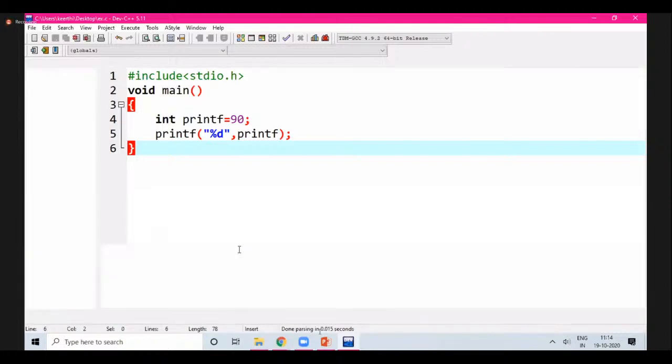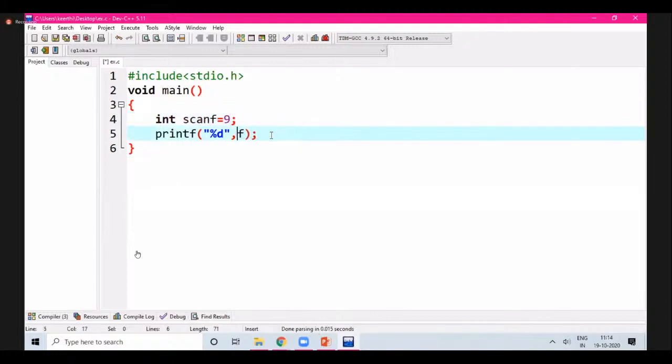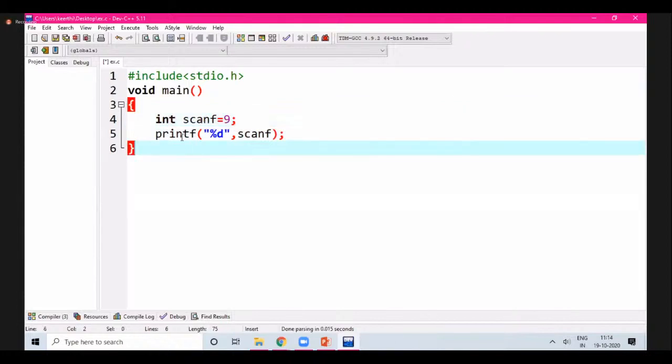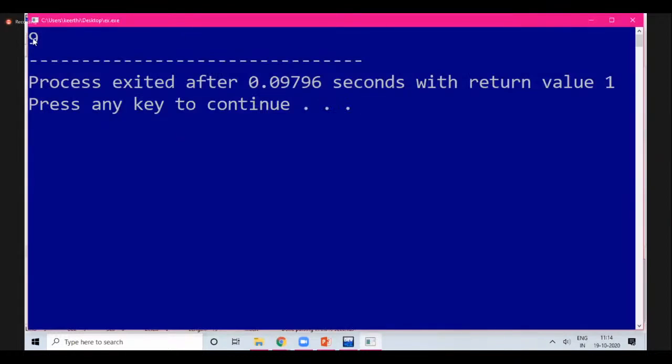Now I'll do one more. You can change here. If I use scanf, initialize another value, and try to print scanf here, this should work, because clearly you mentioned in line number 4 that you want to use scanf as a user-defined variable, and in line number 5 you're printing the value of scanf in the printf statement. So this works, and you get your output. Hope everyone is able to see this output, right? Can you all see my screen?